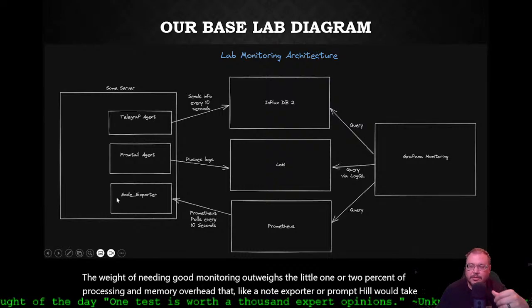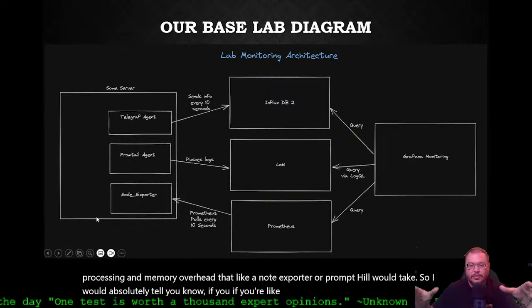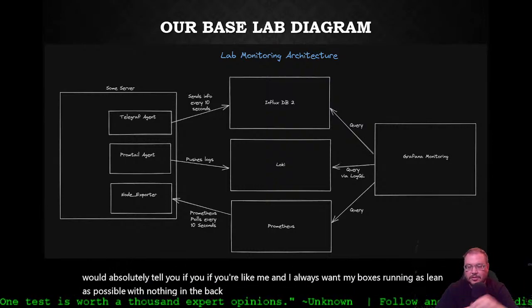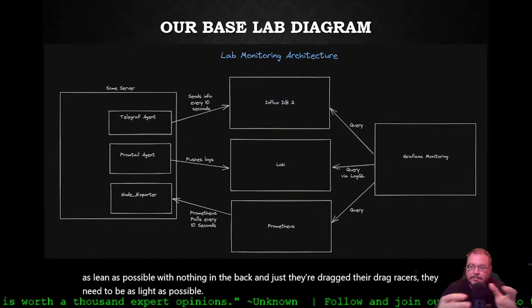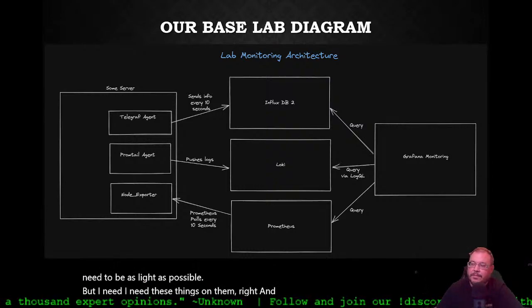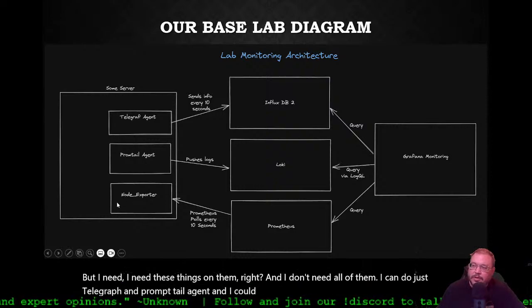So I would absolutely tell you, if you're like me and I always want my boxes running as lean as possible, with nothing in the back, they're drag racers. They need to be as light as possible. But I need these things on them, right? And I don't need all of them. I can do just Telegraf and Promtail agent, or I could do just node exporter and just Promtail.